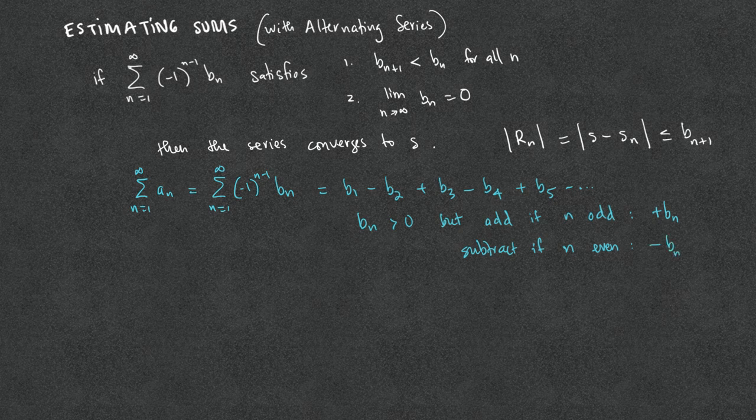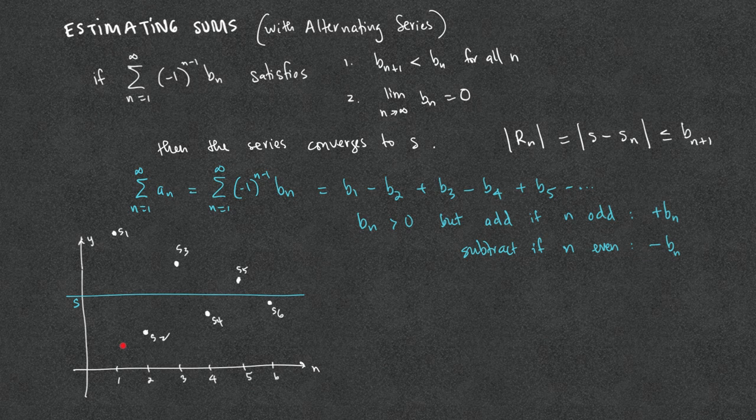Consider the graph of the partial sums s sub n of a convergent alternating series which converges to s. We see that the partial sums of the even terms are increasing and the partial sums of the odd terms are decreasing, and that is because the terms b sub n are decreasing with smaller magnitude. So these partial sums are approaching the sum s.